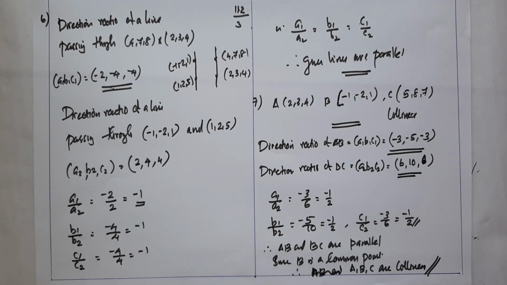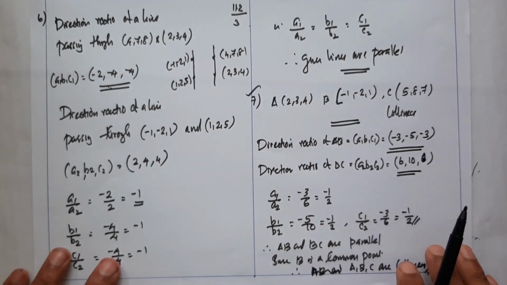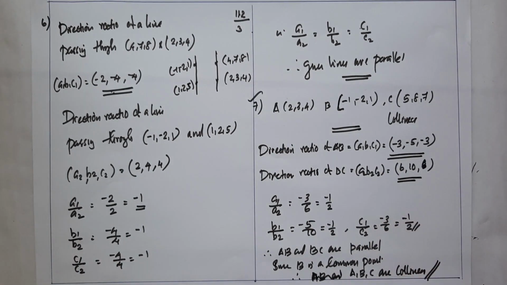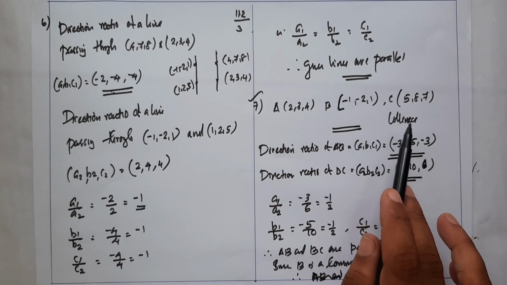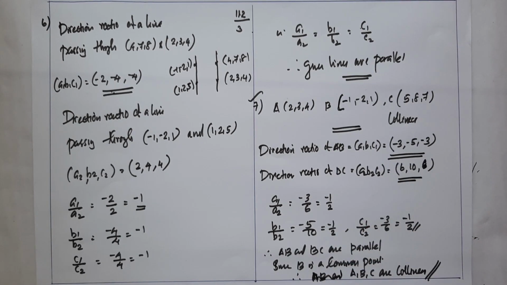So for proving collinearity, first of all we prove that AB and BC are parallel and B is a common point, and therefore A, B, C lie in the same line. That means A, B, C are collinear. This is also a very important question. Otherwise, you can prove collinearity using the distance formula. Using direction ratio, first we find the direction ratios of AB and BC, then prove that AB and BC are parallel, but B is a common point, and therefore A, B, C are collinear. That's all.